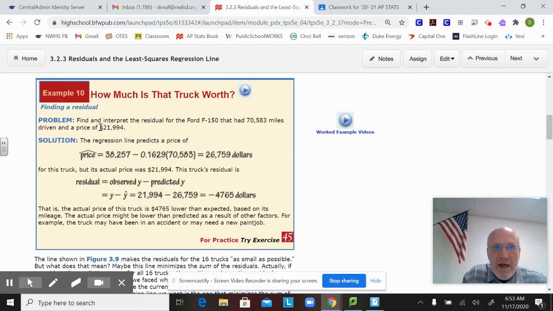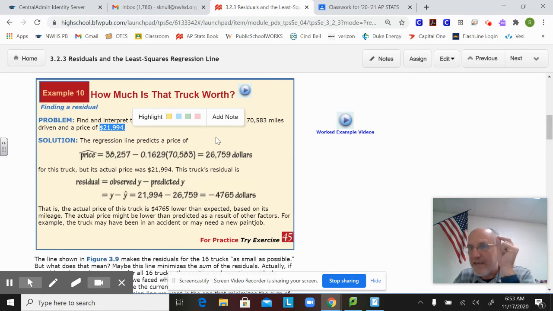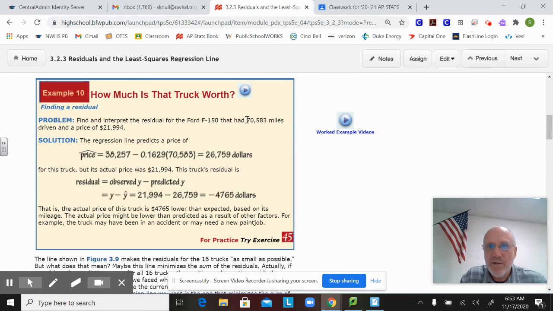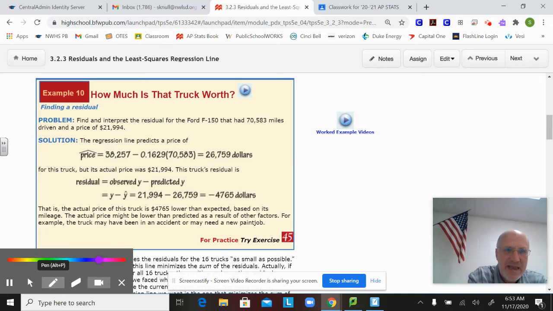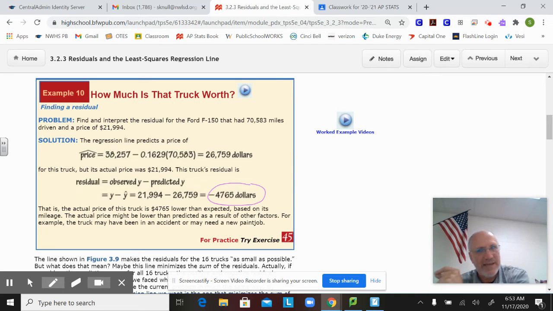So the actual y value is 21,994. We need the predicted or the expected. So you have to plug 70,583 into the line, which they did right here. They found the expected was 26,759. And so the residual is actual minus expected, which is 21,994 minus 26,759, which is negative 4,765. I want it to make sense that this particular data point has a negative residual because the data point is below the regression line.